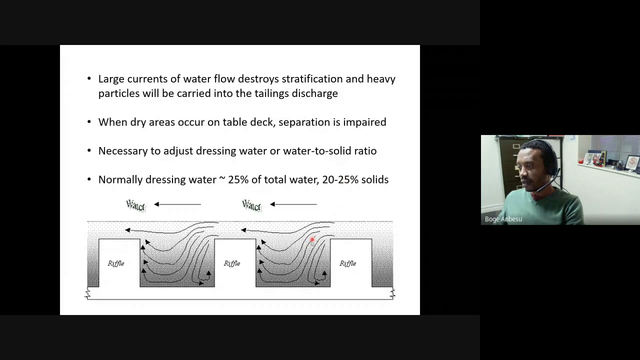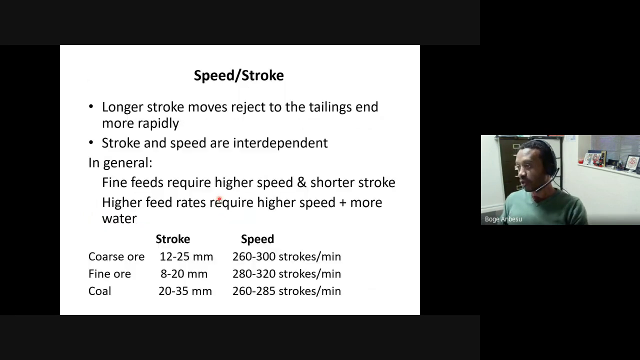Okay. And again, how fast water flows on the table can determine whether you get sufficient segregation and stratification in the table or not, and whether some of the light particles are washed out from the riffle and go to the discharge end or not. So those are actually very critical parameters that you need to control when operating a riffle or a Wifley table.